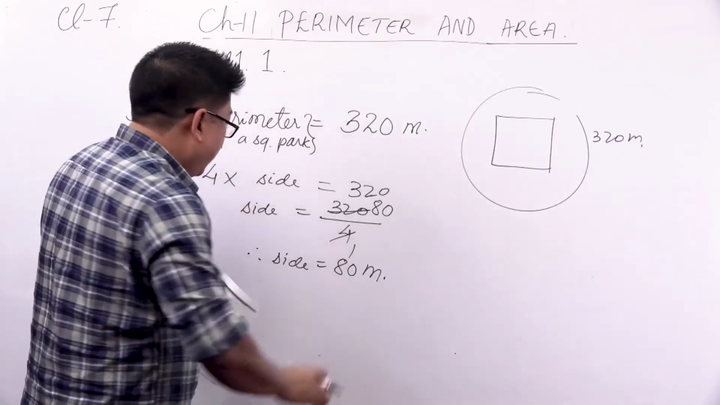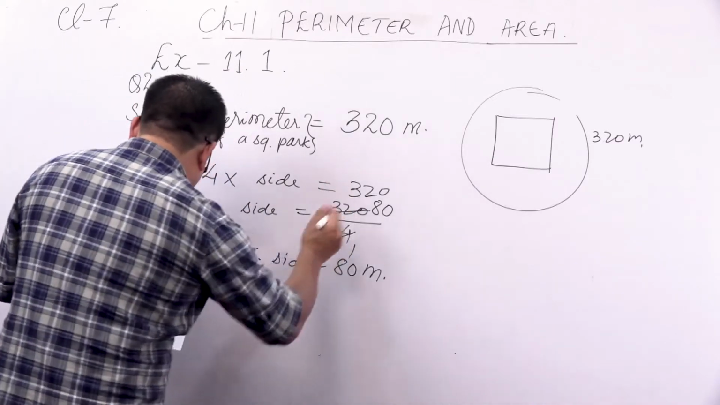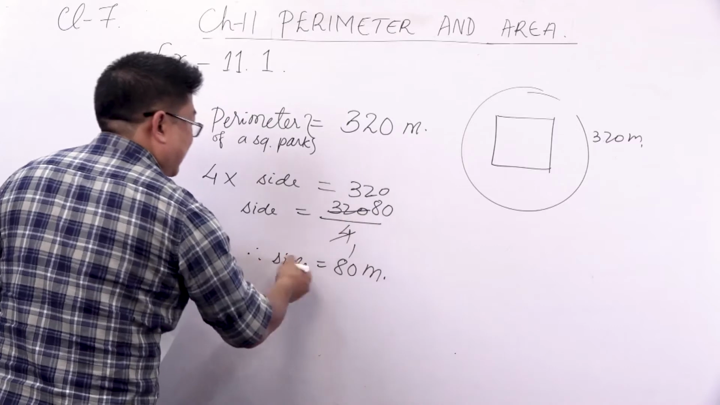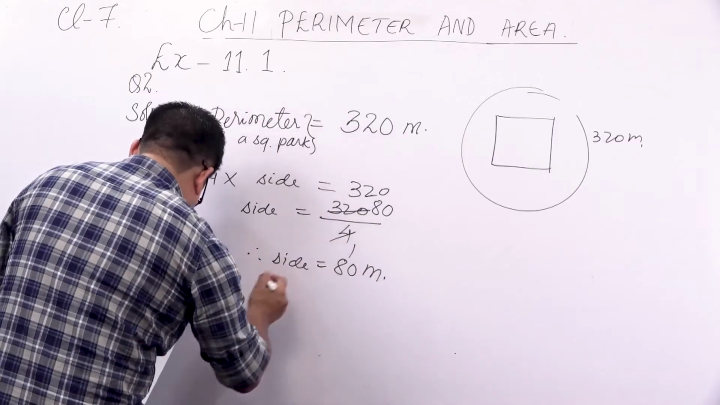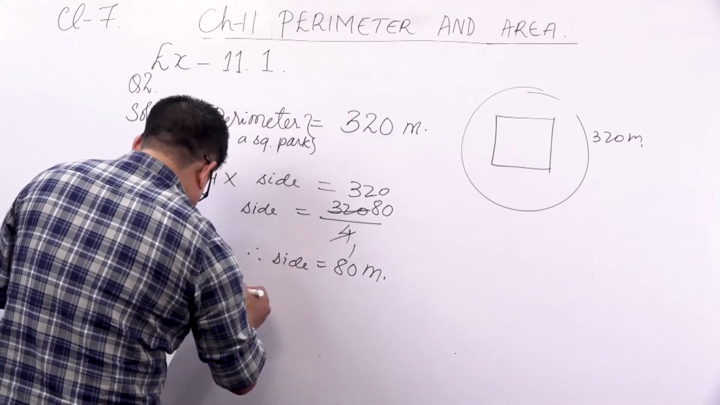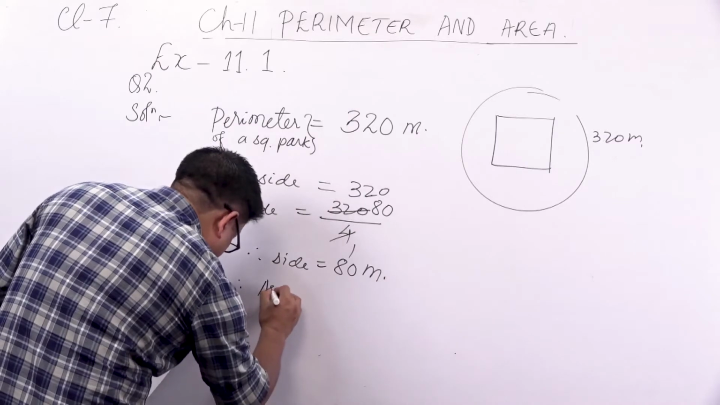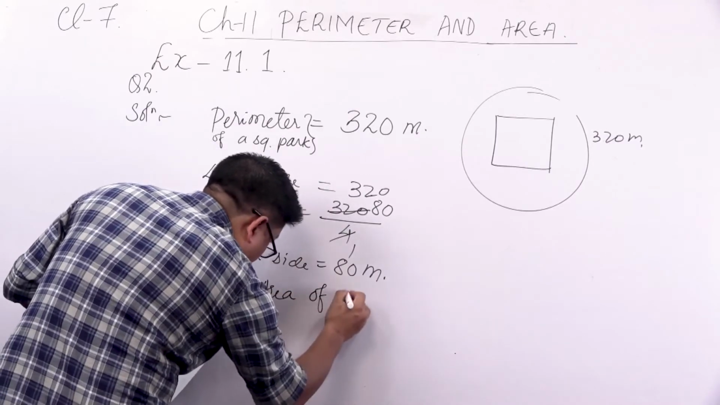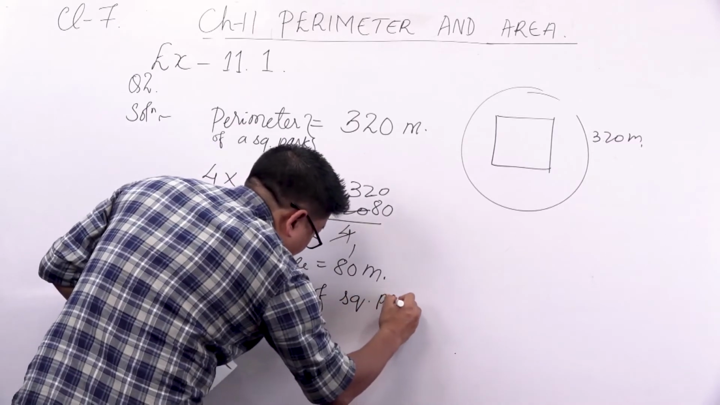All right, children? So this is the first part. We know the length now, or we can say the side. We know the side now. Therefore, area of square park.